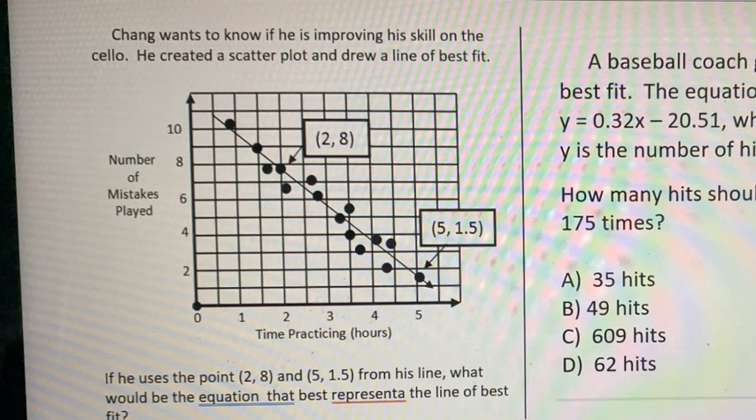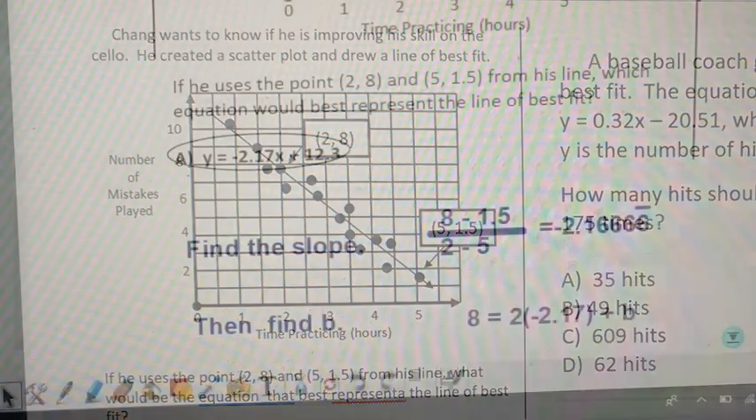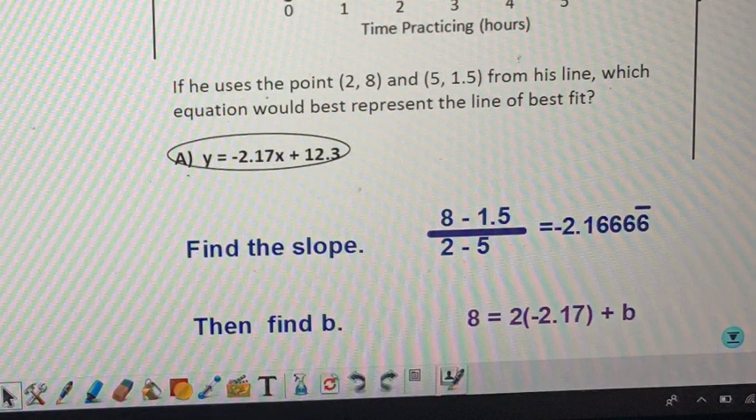Chang wants to know if he's improving his skill on the cello. He created a scatter plot and drew a line of best fit. So if he uses those 2 points that he's given, what is going to be that equation? Well, I know that I can find the slope of that line. So I can do that by taking the change in y over the change in x. When I do that, I get about a negative 2.16 repeating. Then if I plug that into the equation of a line, y equals mx plus b, and solve for b, I can find that b equals 12.3.